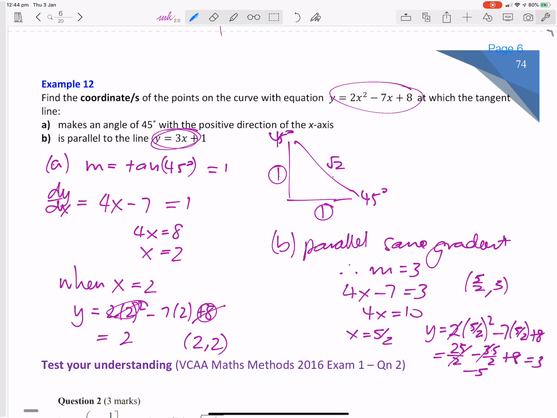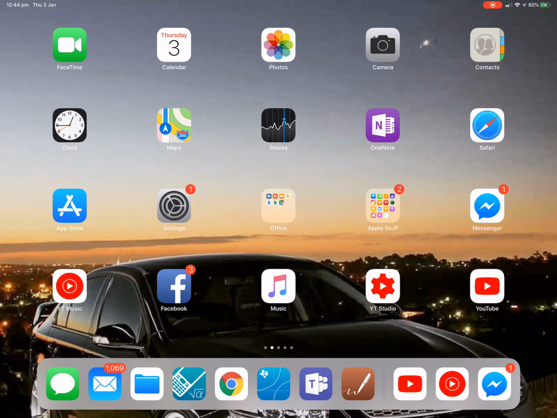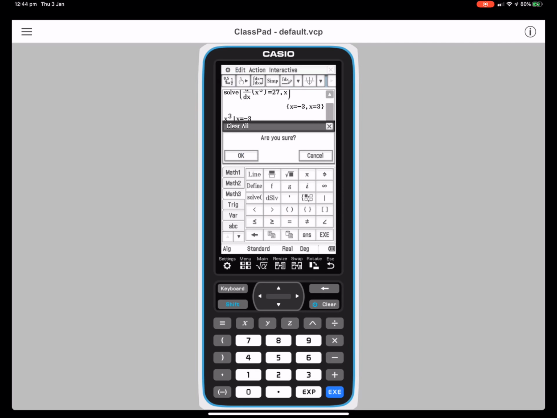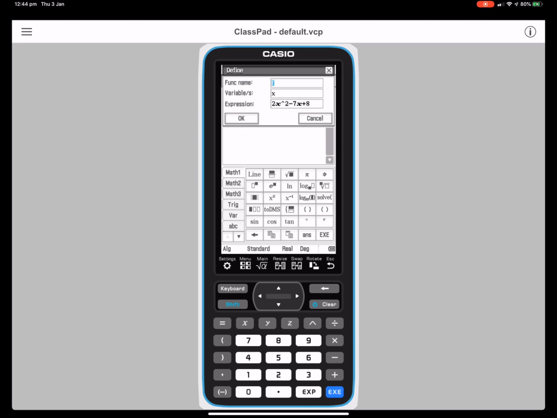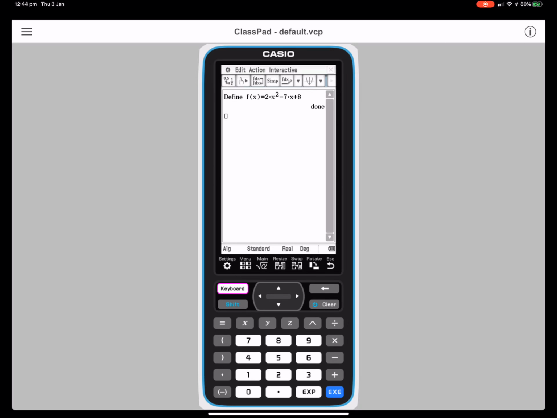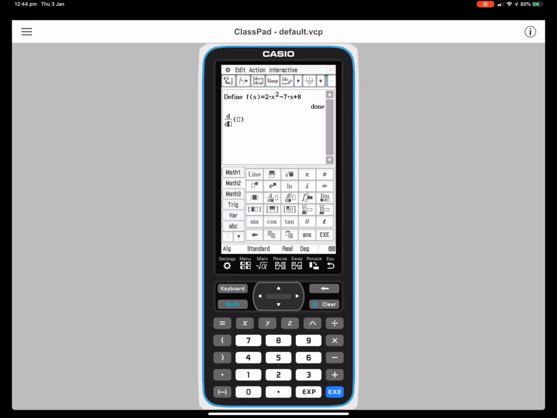And of course you could do that in your CAS. So here's another way you can do it. 2x squared minus 7x plus 8. Define that. And then you can say d/dx of f(x) equals 3. Solve. So that equals 3 at 5 on 2. And then if you want to find out what your y value is, f of 5 divided by 2 is 3.